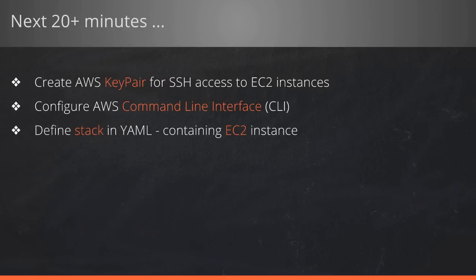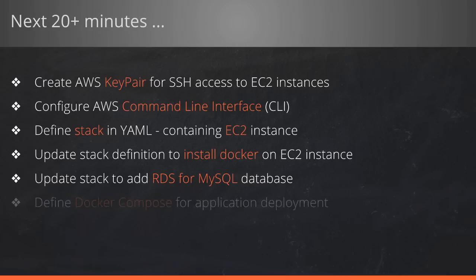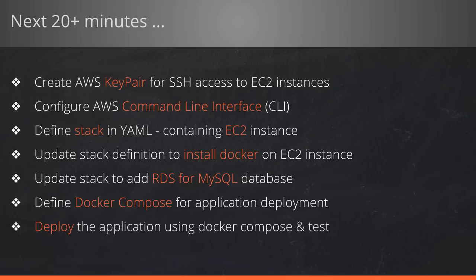Next, we will create a new stack in a YAML file that will contain an EC2 instance to start with, and then test that simple stack. And then update the stack to configure the EC2 instance with Docker installed on it to make the EC2 instance the Docker host. And then again update the stack to add RDS with MySQL engine for our application. And that completes the stack creation. Next, I will create a Docker Compose file to define and configure the application service. And the last step is to deploy and test.